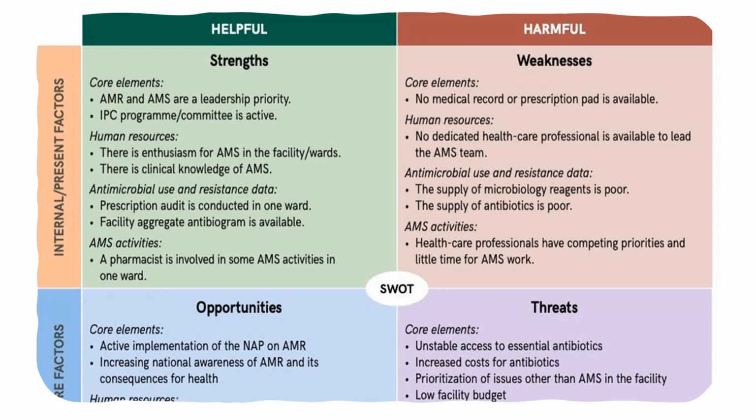Do a SWOT analysis, understand the strengths such as core elements, human resources, antimicrobial pattern, and AMS activities in place. And identify the weaknesses, that is, core elements. Regarding the core elements, such as no medical records, no professionals, no supply of microbiology reagents or department, and no AMS activities. Identify the opportunities and the threats accordingly.